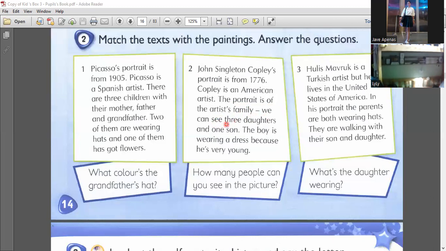Three daughters and one son. The boy is beautiful because he is very young.